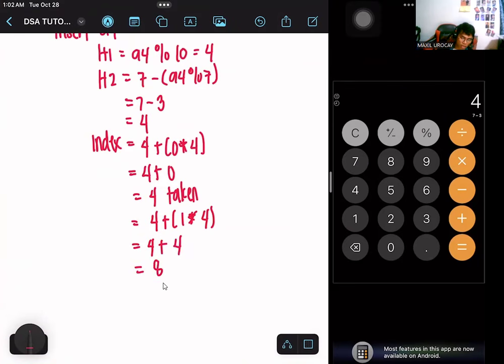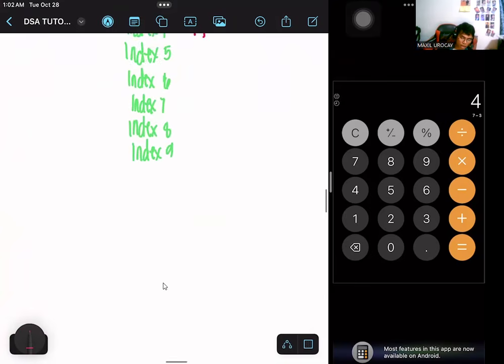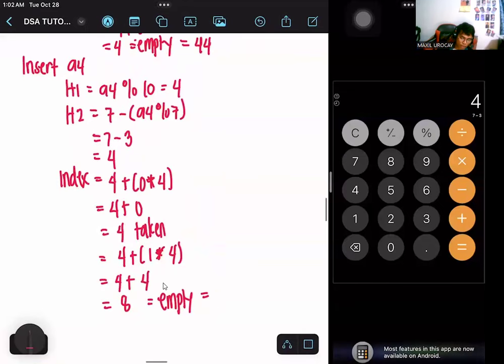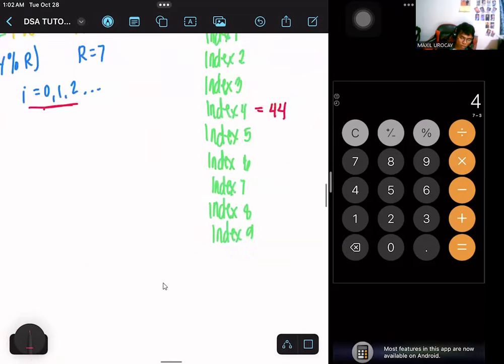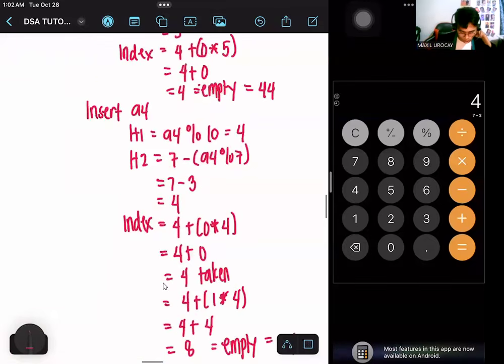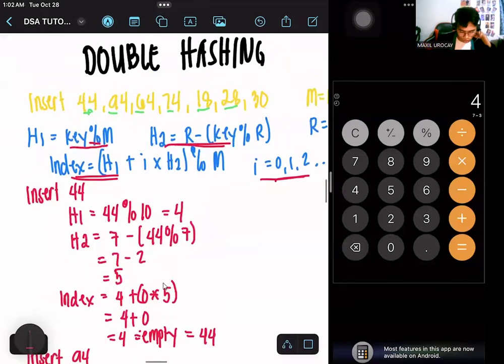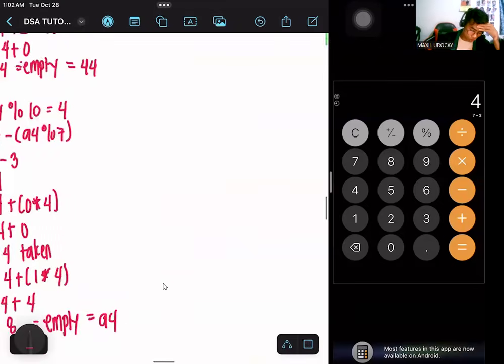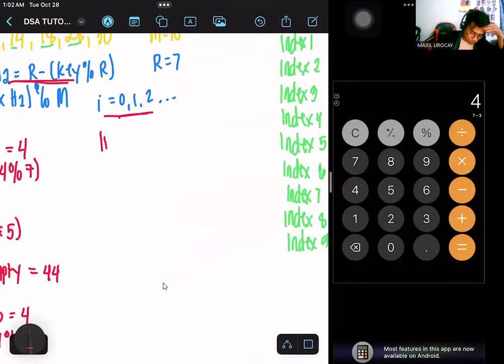Let's see index number 8. Index number 8 is empty, so we can just allocate the number 94 right there. So 94 will be inserted in index 8. Look how it jumped to a higher position in your calculation. This is really good, and afterwards we're able to insert 94. We're done with these two. We'll proceed to 64. Insert 64.